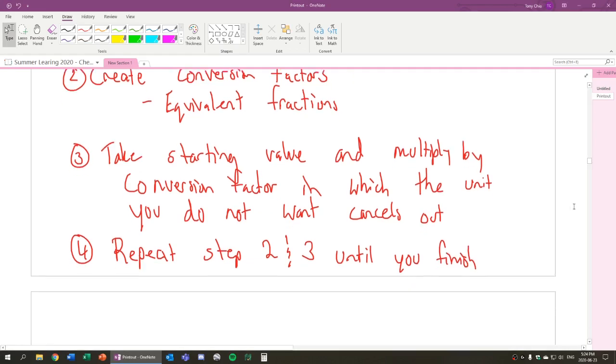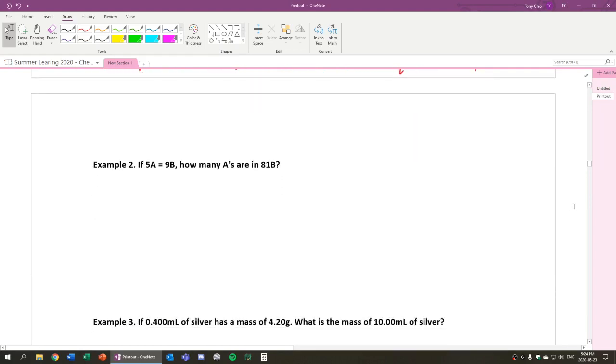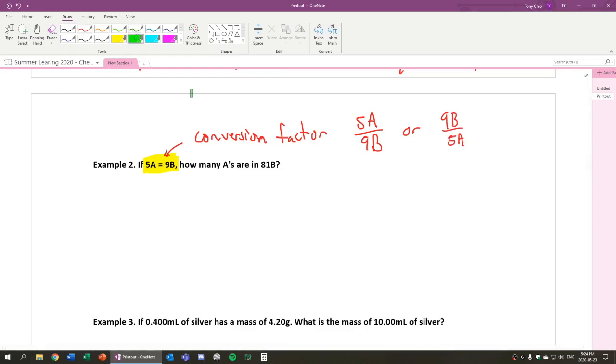Well, in the first example, what we're going to see is, if 5a is equal to 9b, how many a's are in 81b? Well, right here, which I'm going to highlight in yellow, this is your conversion factor. And this conversion factor can be put into a fraction. It can either be 5a over 9b, or it could be 9b over 5a. So this one I'm highlighting green, that's my starting value. My starting value is always something that I'm trying to convert from.